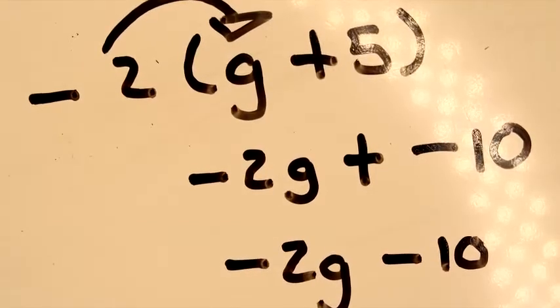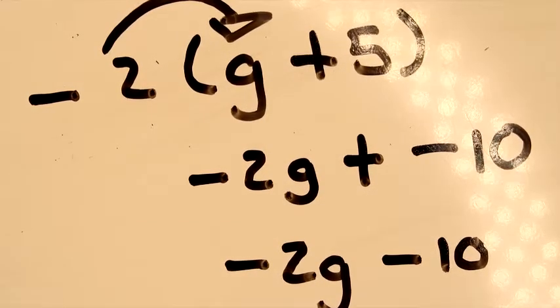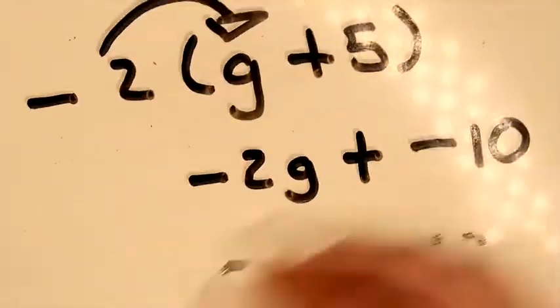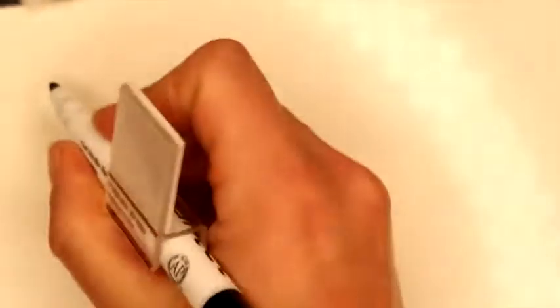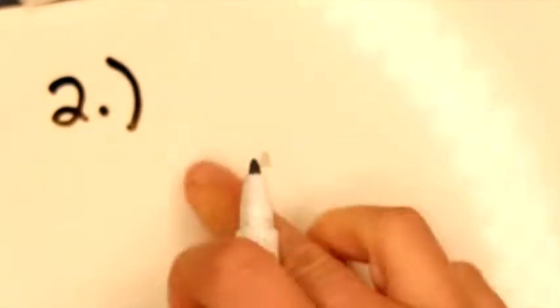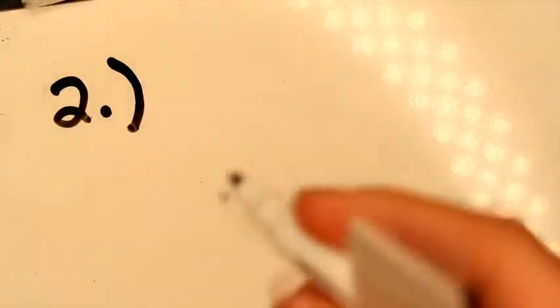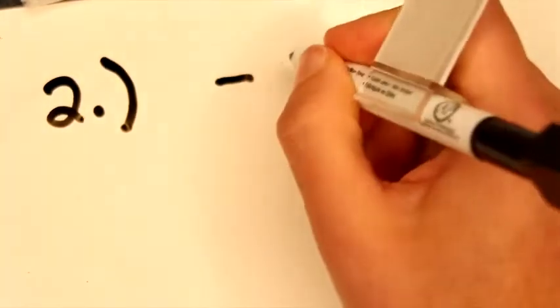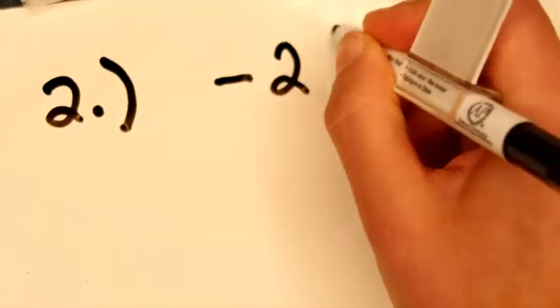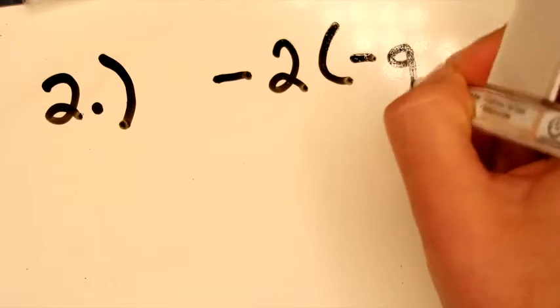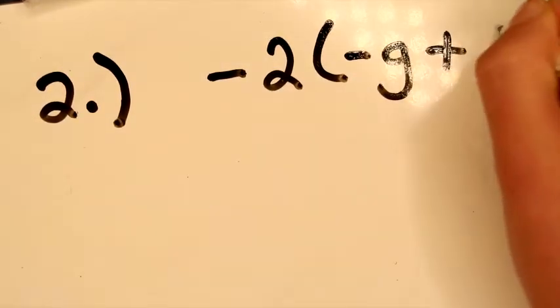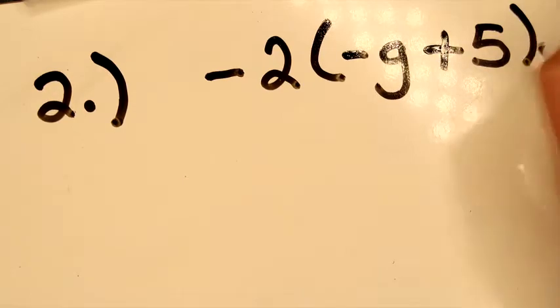Okay, I'm going to pick up my worksheet so I can do the problems on the whiteboard and you just follow along. I will number this. So this was number 1. Now we're going to be working on problem number 2. This is problem number 2, kids. Negative 2 times (negative g plus 5).